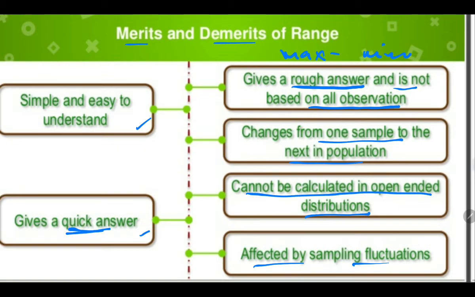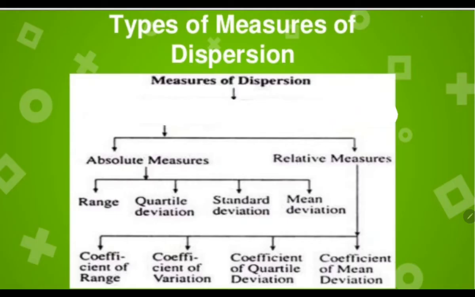These are its disadvantages. So from these merits and demerits, we can say that range is not an ideal measure of dispersion because it is not based on all observations and it is affected by sample fluctuations. Its merits and demerits differ from the qualities of an ideal measure of dispersion.